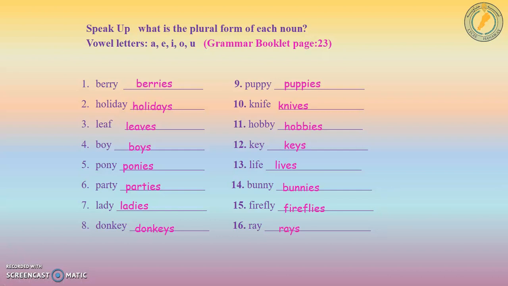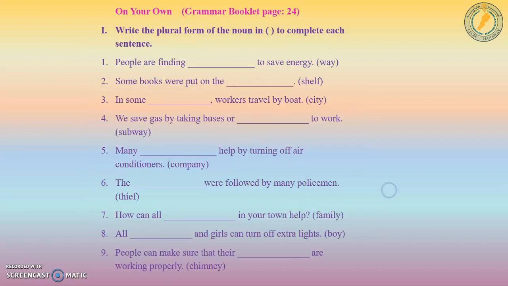So let's now move to page 24. Write the plural form of the noun in brackets to complete each sentence. People are finding ways to save energy. Way or ways? Ways. What to add? S or IES? Yes, only S is added because there's a vowel before the Y.